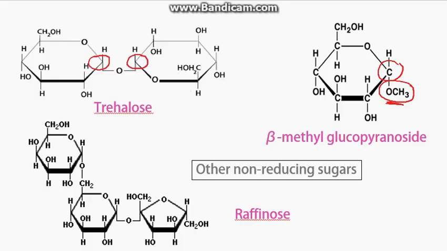One more example of a trisaccharide, a sugar called raffinose. Here also you will observe that the anomeric carbons are further involved in bond formation, due to which the OH group is absent.